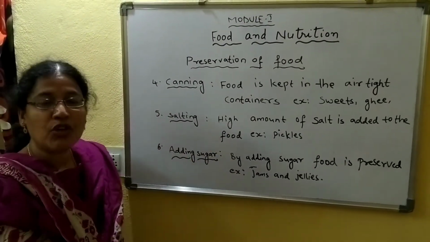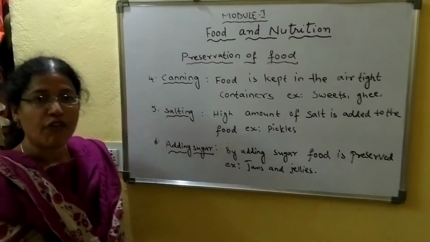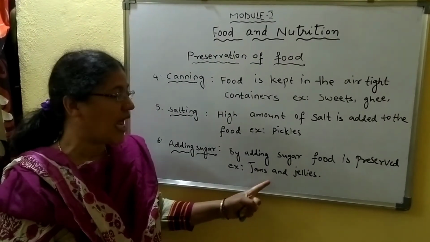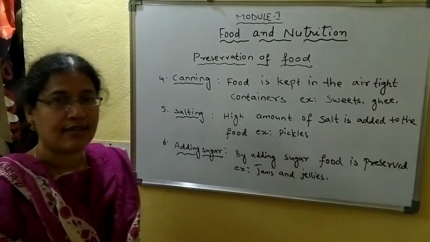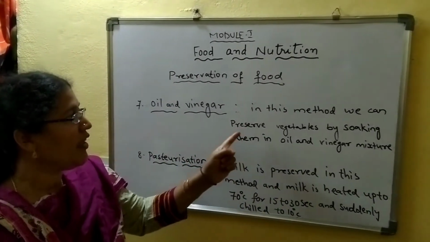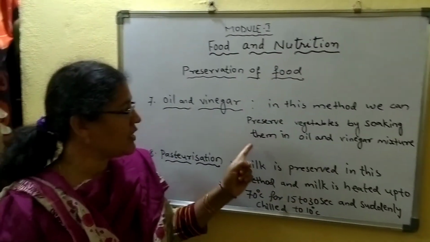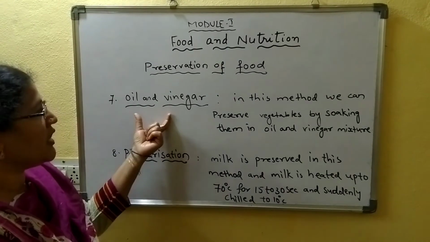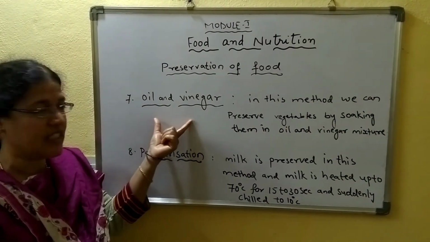Then adding sugar. By adding sugar also we can preserve the food. In this method we preserve foods like jams and jellies. And oil and vinegar. In this method we can preserve vegetables by soaking them in an oil and vinegar mixture. Okay, by this method we can pickle all the vegetables.